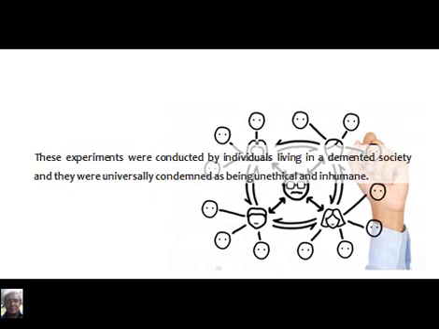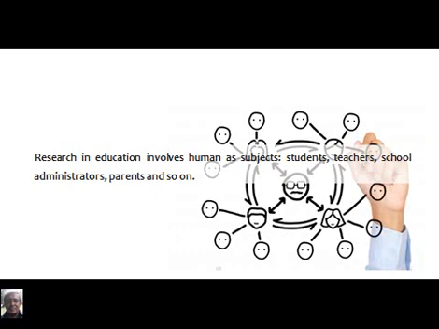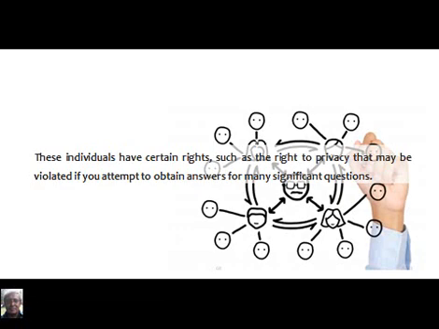These experiments were conducted by individuals living in a demented society, and they were universally condemned as being unethical and inhumane. Research in education involves human subjects: students, teachers, school administrators, parents, and so on. These individuals have certain rights, such as the right to privacy, that may be violated if you attempt to obtain answers for many significant questions.